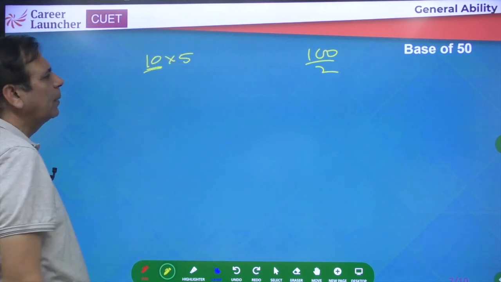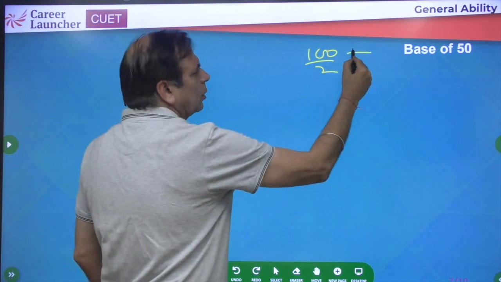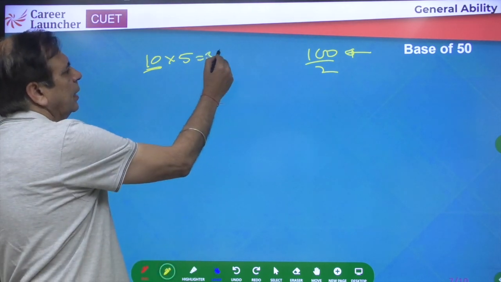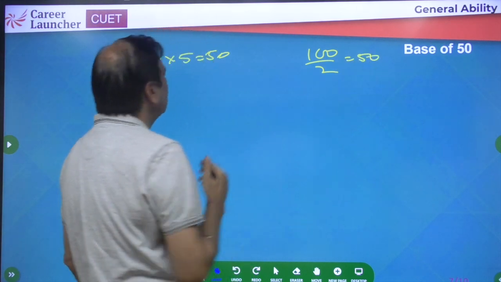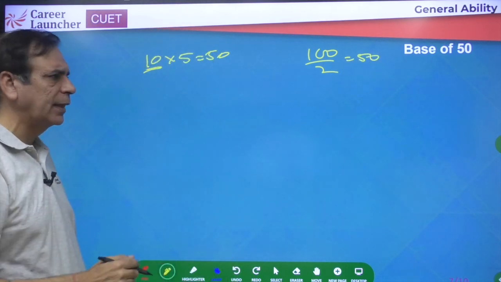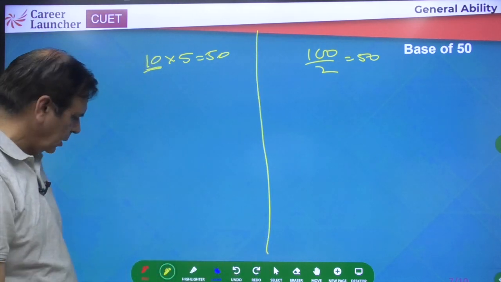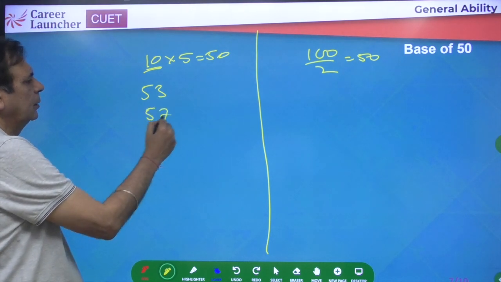Here my original base is 100. Here my original base is 10. So I could get 50 as 10 into 5 or 100 by 2. There are two ways of getting 50. Let's try to do the question with both the methods. Okay. Let's take 53 into 57.